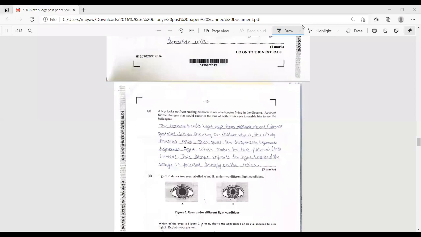Question C. A boy looked up from reading his book to see a helicopter flying in the distance. Account for the changes that would occur in the lens of both of his eyes to enable him to see the helicopter. The cornea bends light rays from a distant object almost parallel. When focusing on a distant object, the ciliary muscle relaxes. This pulls the suspensory ligaments tight, which makes the lens flatten or become less convex. The shape refracts the light less and the image is focused sharply on the retina.